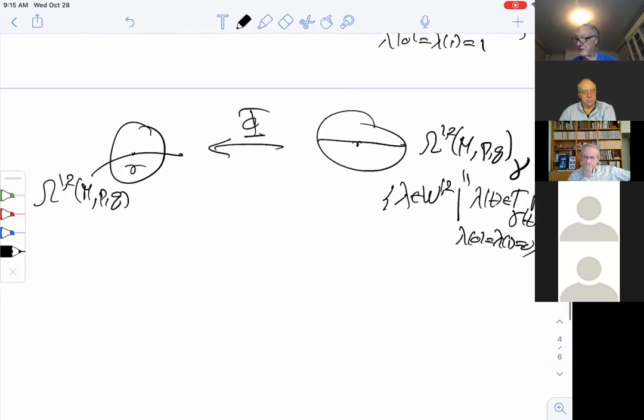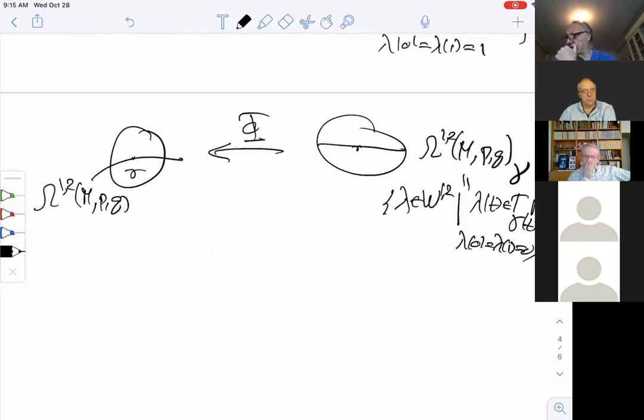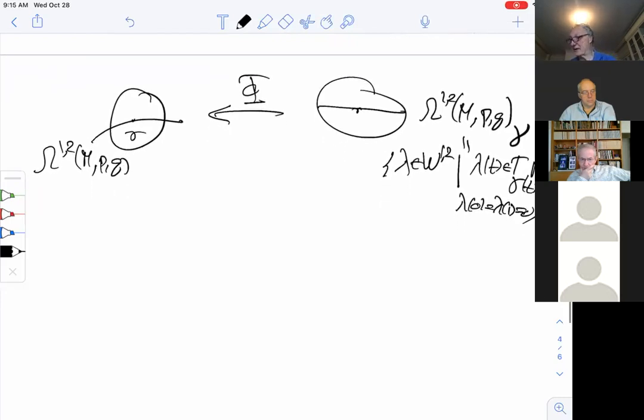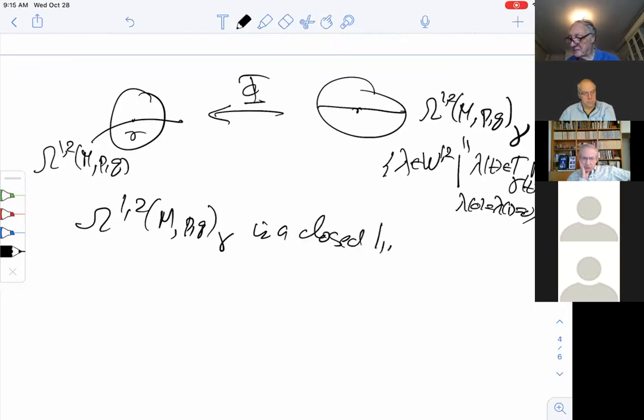Okay. So that's a linear subspace. Those are linear conditions. And it's easy to see that it's a closed subspace, just again, because the manifold is smoothly embedded. Absolute convergence under the norm. Okay. So omega 1, 2 MPQ gamma is a closed linear subspace.